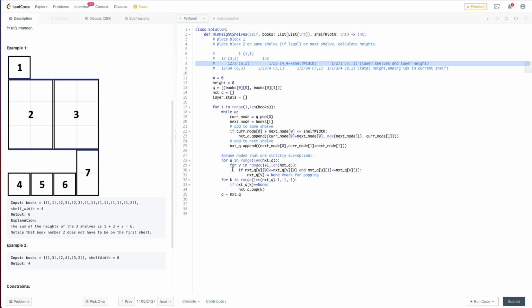And then once we add children, then we would say, well, this next queue actually is whatever the next layer is. And then for u in range of this, and then for v in range of u+1, so your pairwise comparison, then you're just going to make sure that the width and height are not going to be strictly suboptimal for index v, else v is marked as none or marked as pop, something you pop, and then we just reverse iterate through next queue and then pop everything to minimize the children explosion.